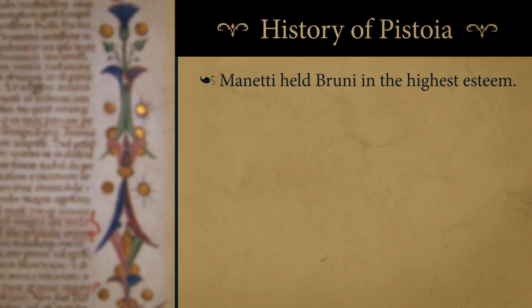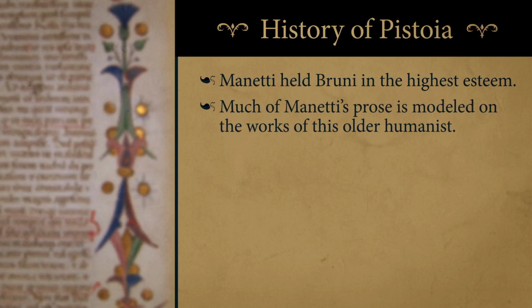The text I'm going to use is one we have already referred to in our video, Manetti's History of Pistoia. I'm choosing this work to stress once again the importance of being well acquainted with the author in question when having to determine whether the readings we are concerned with can be regarded as authorial variants or not. Now, Manetti held Bruni in the highest esteem, as we said already. We also pointed out that much of Manetti's prose is modeled on the works of this older humanist.